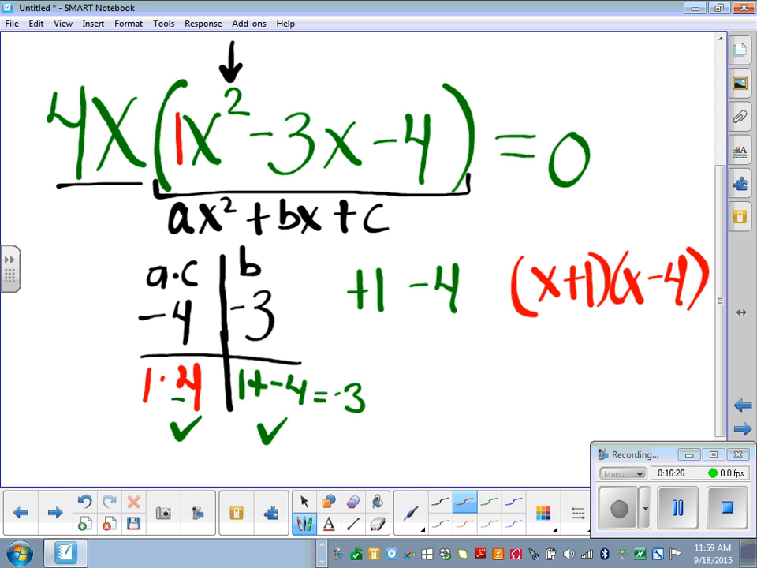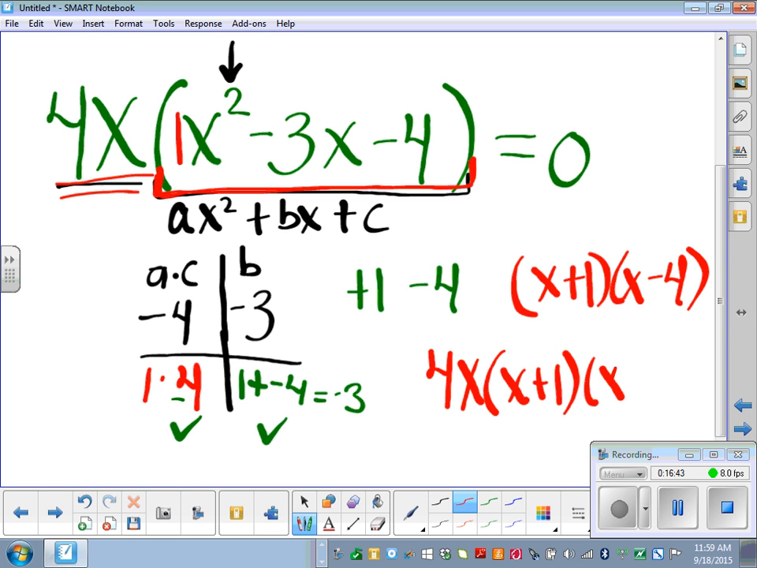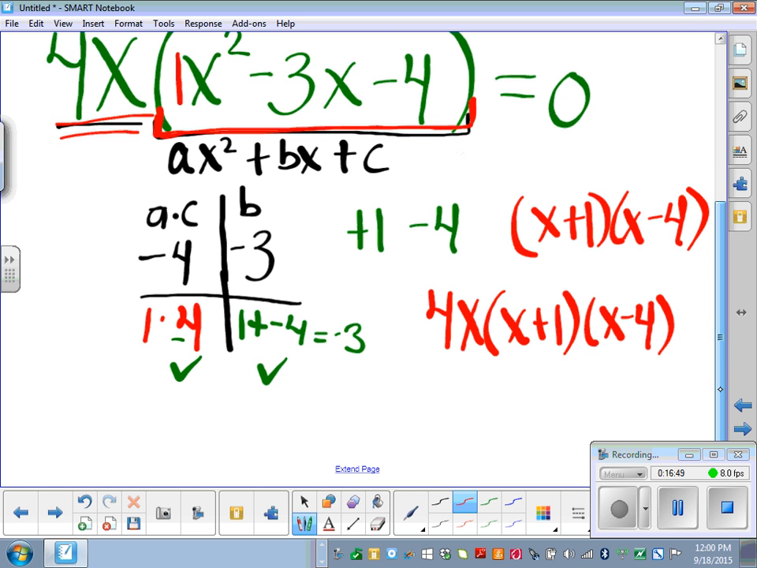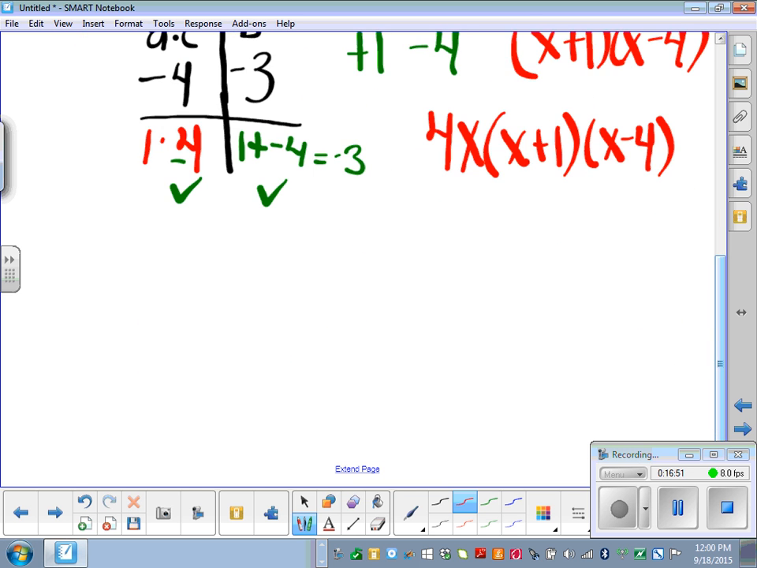Now don't forget, that was only this piece. That was only this piece. So we can't forget about the original 4x we factored out. So we had 4x, we factored that out in the beginning, and then we just factored this piece, and we got x plus 1 times x minus 4. So we factored. And now we can go through and solve if we need by setting each of those factors equal to 0.